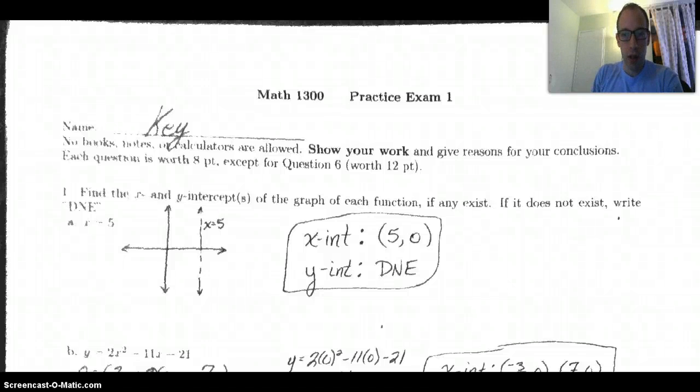Okay, I want to go over some of the tips on this practice exam. This isn't all of the things you need to know, so if you need to ask any other questions, just email me and I can explain why I did something here.